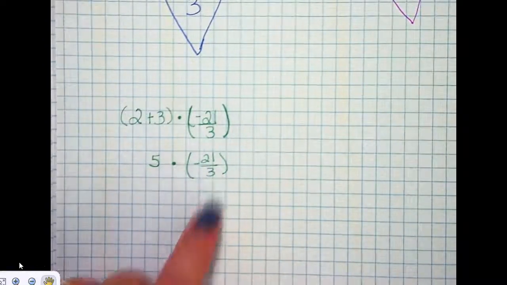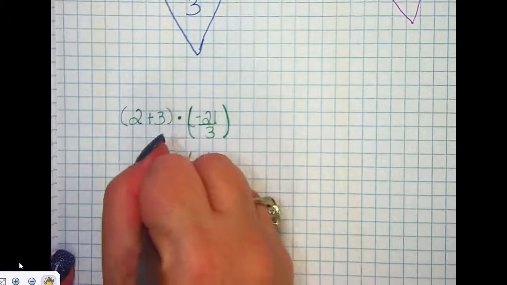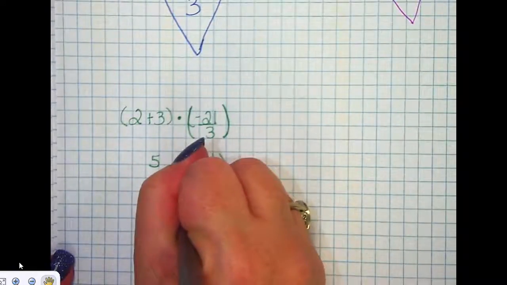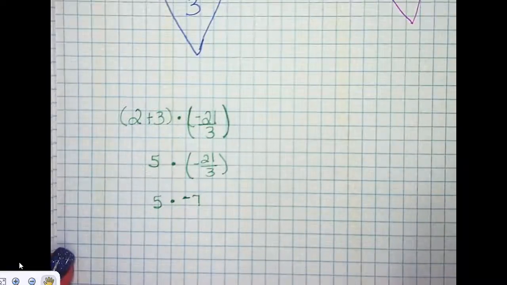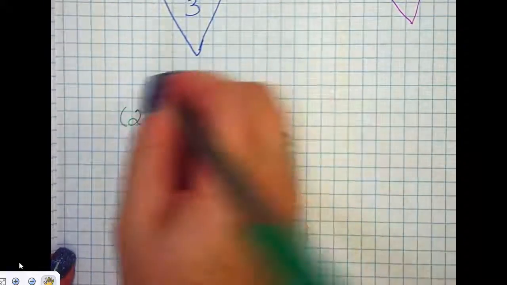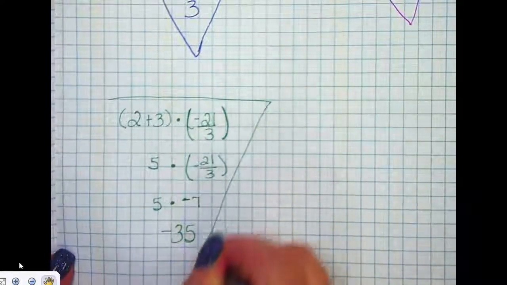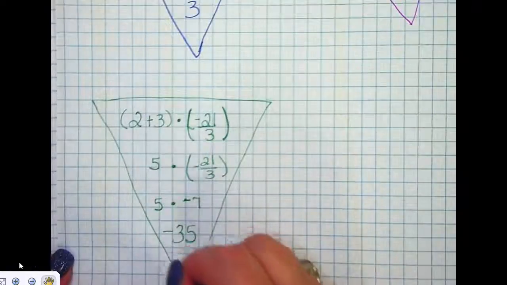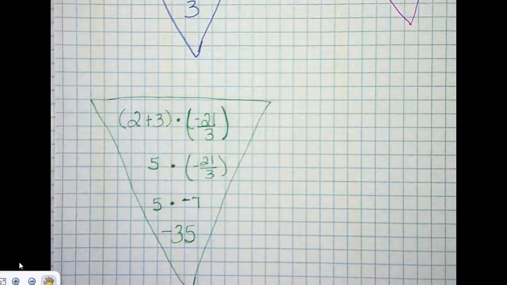Parentheses. So negative 21 divided by 3. 5 times negative 7. And 5 times negative 7 is negative 35. Just these. We're done. All right. Any questions about those? Why do we do what? All right. No questions. Okay.